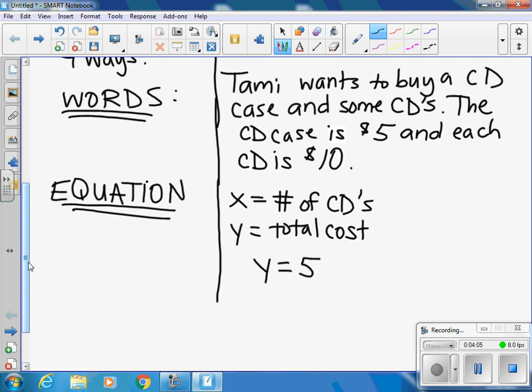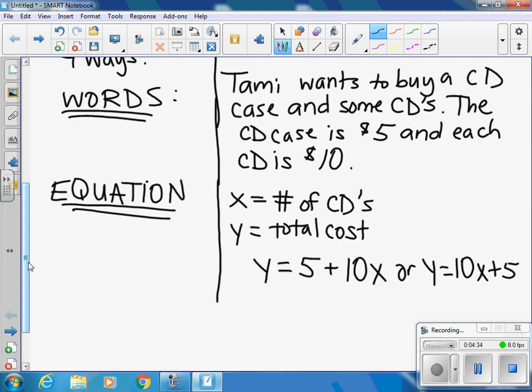Okay, and then from that, she's going to add to the cost of that $5 CD case $10 for every CD. Well, the problem is we don't know how many CDs she's buying, so that's where the X comes in. And because they're $10 a piece, that would be written as 10 times X, or 10X. So your equation can say Y equals 5 plus 10X, or you can write it as Y equals 10X plus 5. They both mean the same thing, and they both will give you the same answer. All right, most of you are probably going to prefer the 10X plus 5, though.